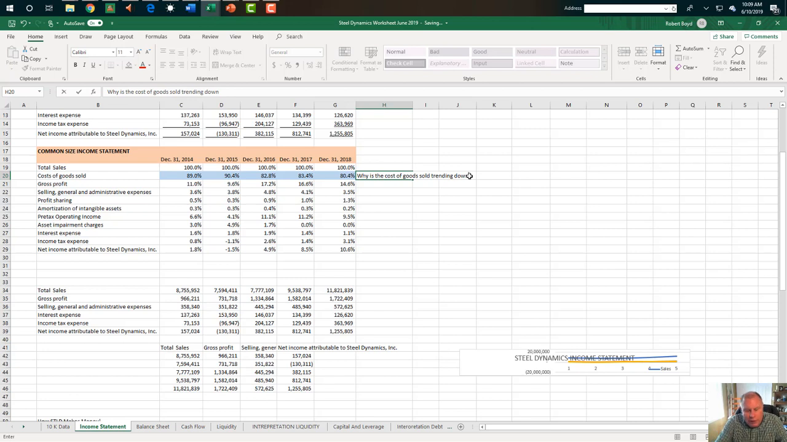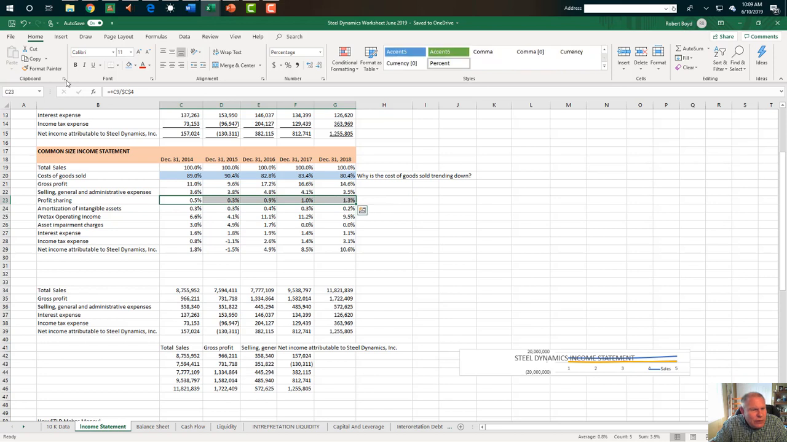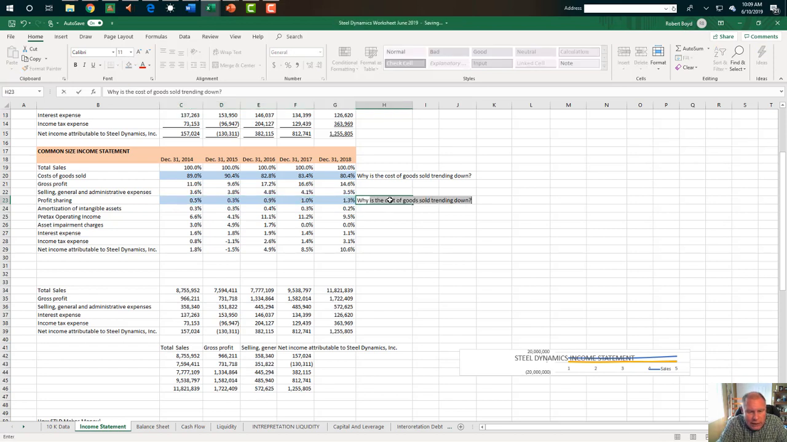Now, remember, it's trending down as a percentage. Important to know. Gross profit's a function of that. So I'm going through SG&A, it's relatively close. Now, what's going on with profit sharing? Because it's going up. Why is the trend of profit sharing up?